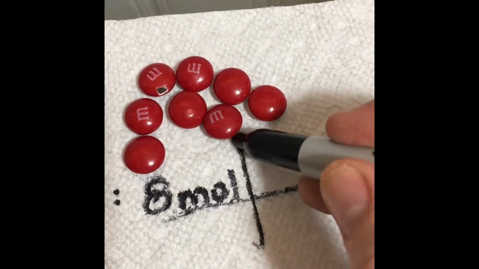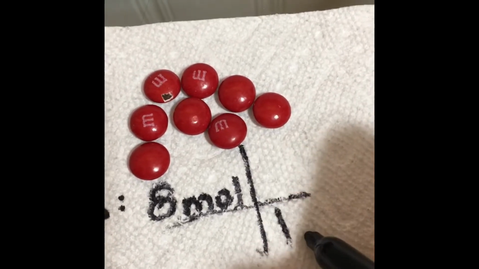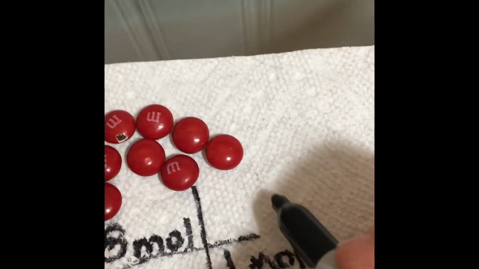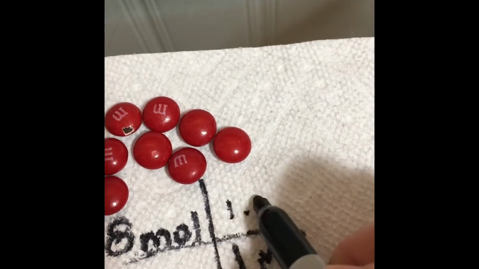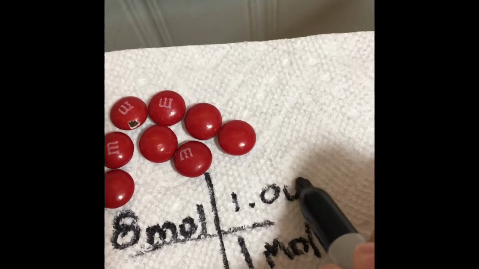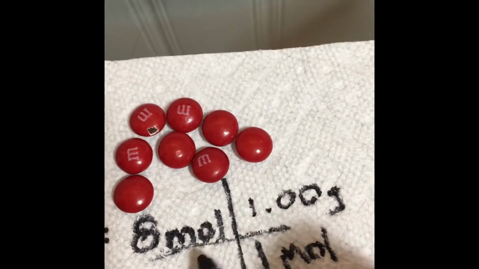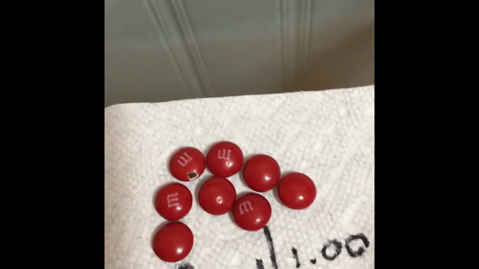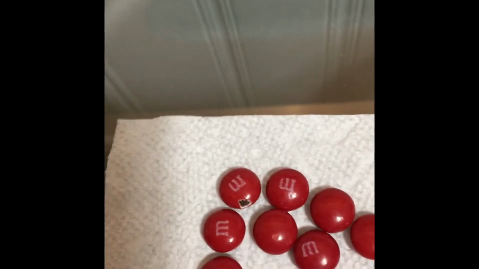And I know that 1 mole of any substance has a mass equal to its molar mass. And they told me the molar mass for the red was 1.00 grams. So 8, the moles cancel. 8 times 1 is 8 grams. So the mass, and I need 3 digits, so 8.00.